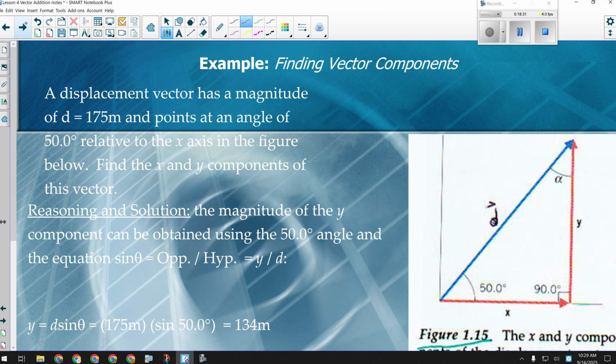Okay, so this is what we did with the blue triangle. We said this angle was 50. We knew that the hypotenuse was 175, for this one anyway. So to find x, we simply plugged in cos, and to find y, we simply plugged in sine, and we got those numbers. Okay, everybody's good with the trigonometry part?